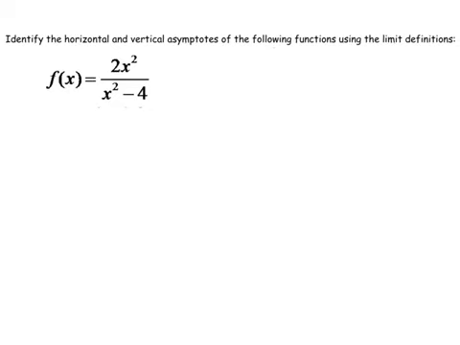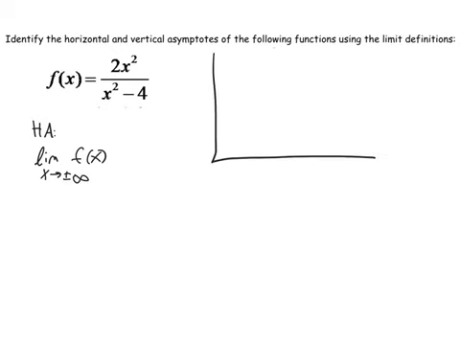Here we want to identify the horizontal and vertical asymptotes of the function using the limit definition. So to calculate a horizontal asymptote, we want to be looking at the limit as x approaches plus or minus infinity of f of x. And why is that the case? Well, if there is a horizontal asymptote, what would that look like? It's a horizontal line that the function is getting closer and closer to.